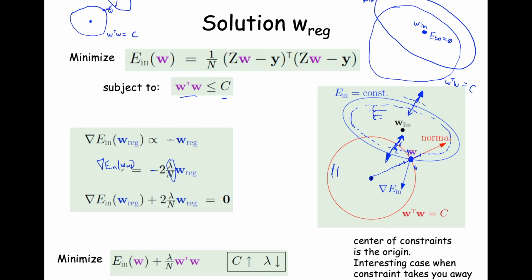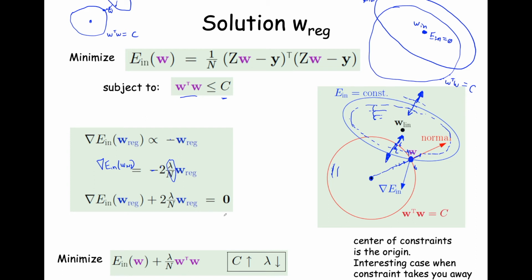And so we do a little math and add this term to both sides of the equality, and that gives us the gradient of En at the W reg solution plus 2 lambda upon n W reg is equal to 0. We add 2 lambda upon n W reg to both sides of the equality, and it gives us this expression: the gradient of En at the W reg solution plus 2 lambda upon n W reg is equal to 0.